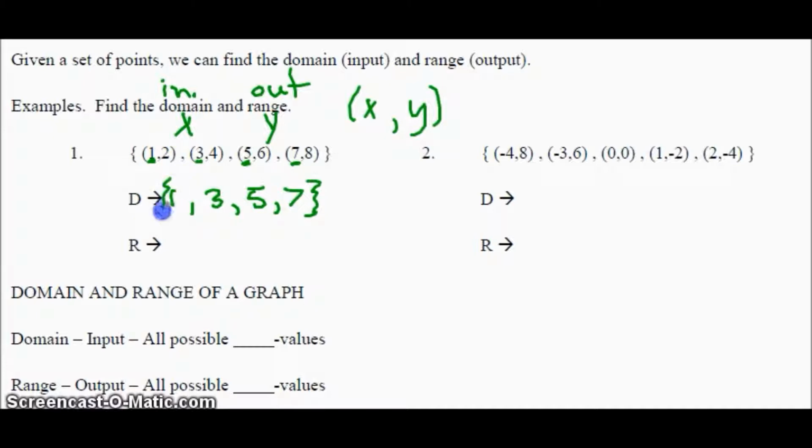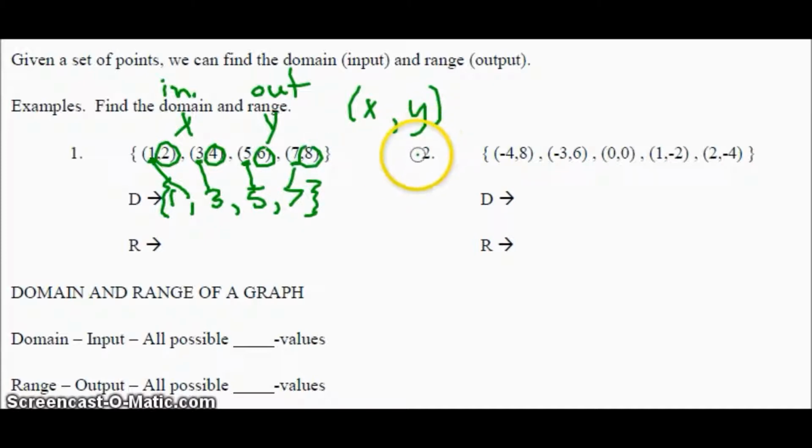So do the squiggle brackets to enclose this to make it a set. So we have a set, or this domain, of 1, 3, 5, and 7. They are corresponding with just our x values from our points above. Likewise, we're looking at 2, 4, 6, and 8.